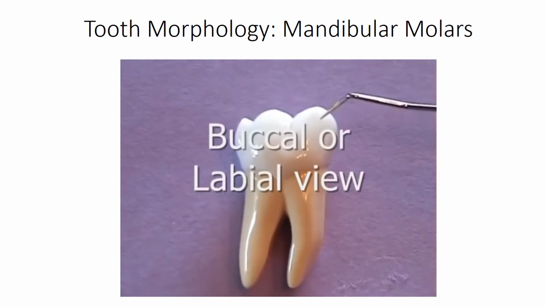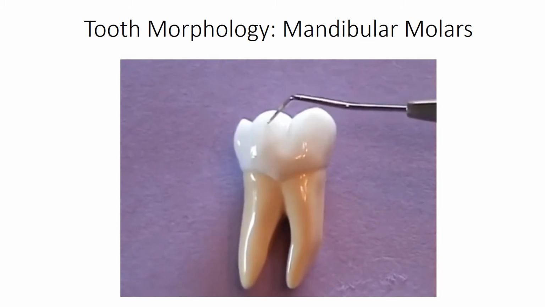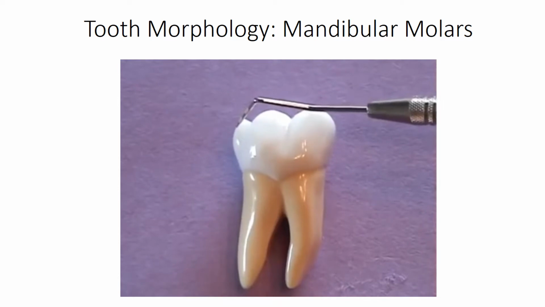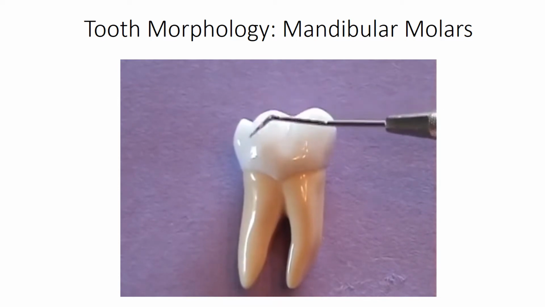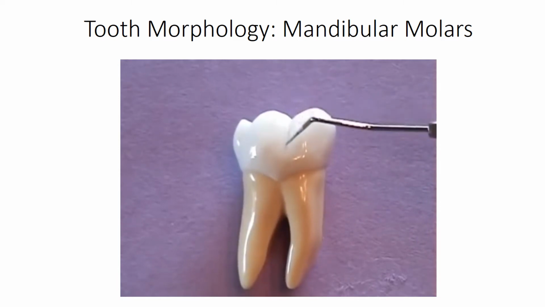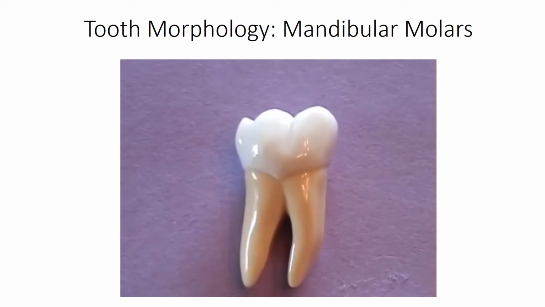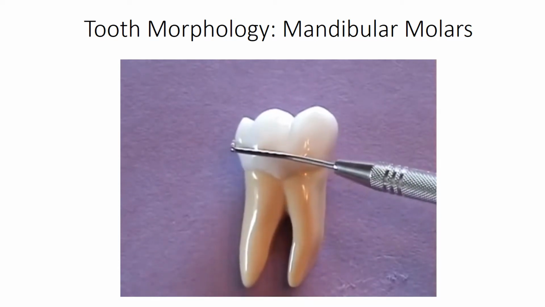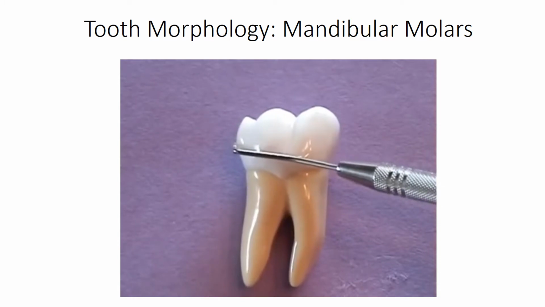On the labial view, there are three cusps, the mesial buccal, the distal buccal, and the distal. There are two grooves, the distal buccal groove and the mesiobuccal groove, which often ends in a pit. The heights of contour on the proximal surfaces are at the junction of the occlusal and middle thirds on both the mesial and the distal.